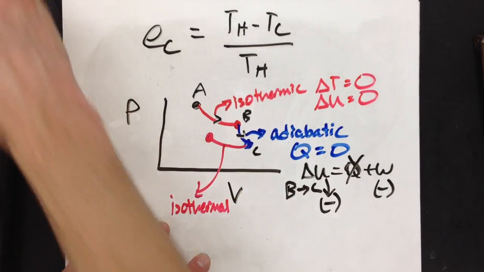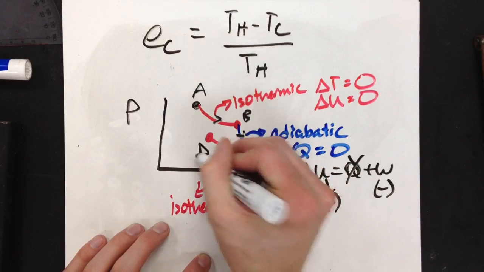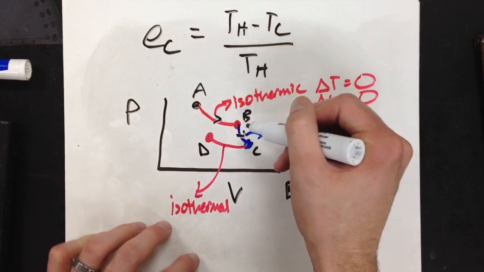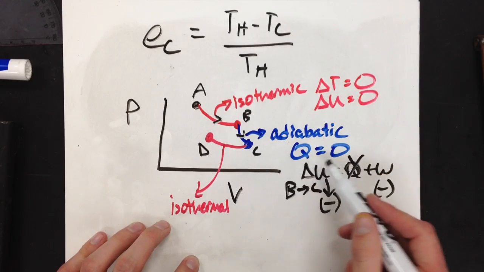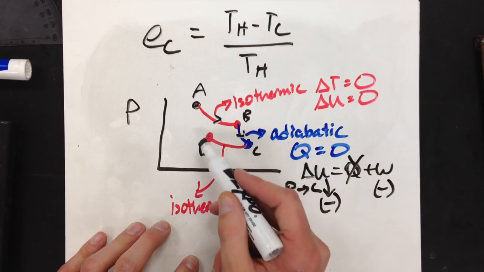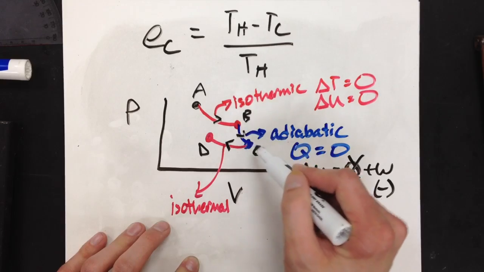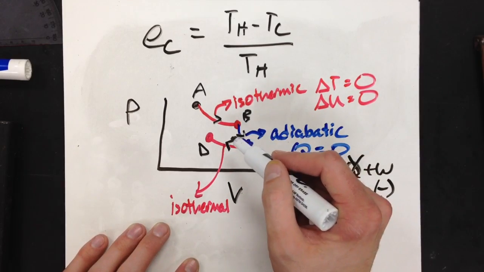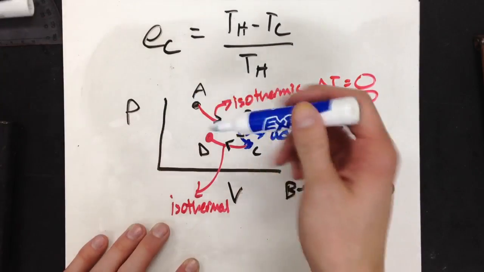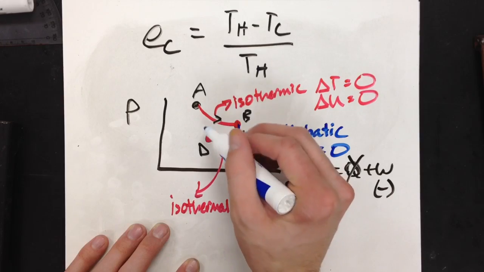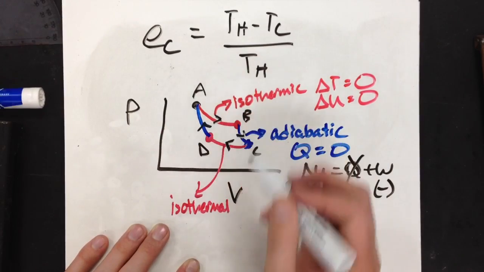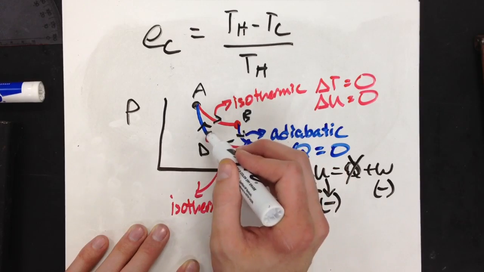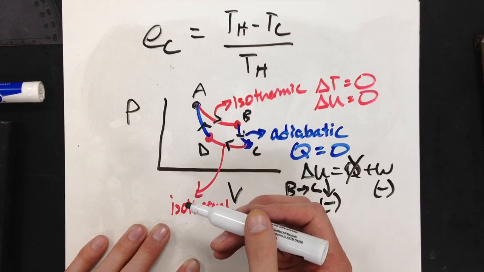So let's call that D. So A to B, isothermal. B to C, adiabatic, no heat flow. C to D, because again we're going like this, C to D is isothermal. Then the last step, to get a complete cycle, I go back to A. D to A is also adiabatic.